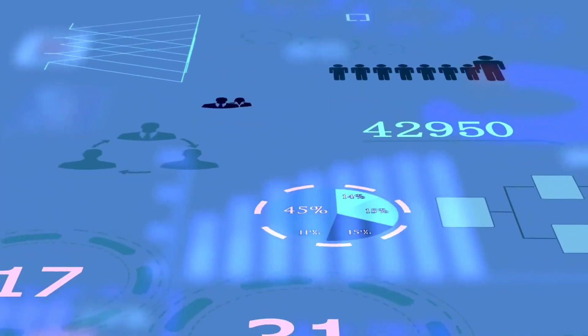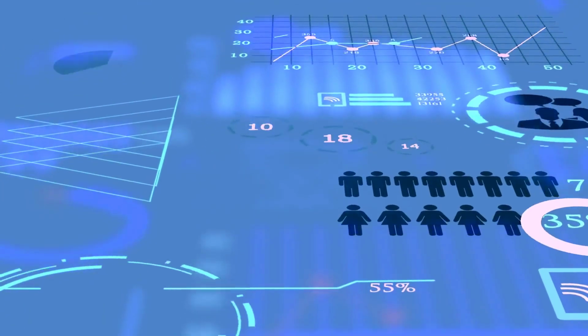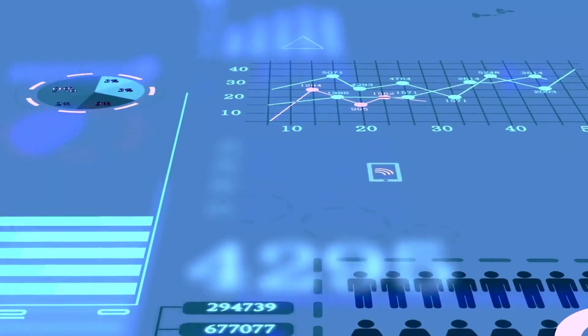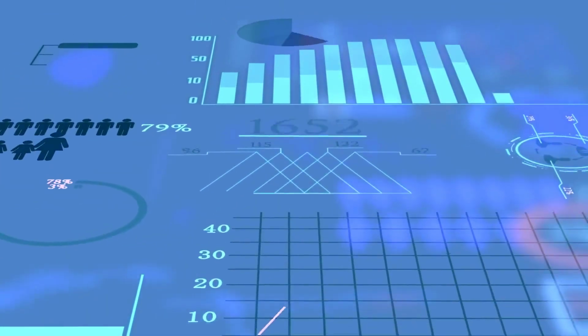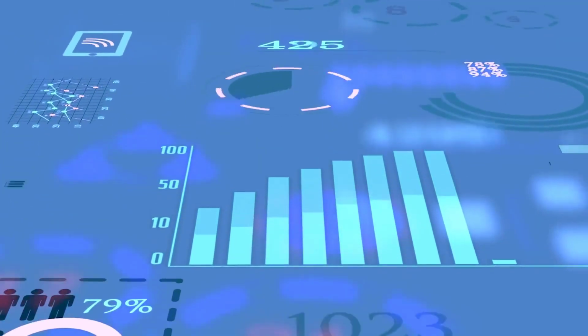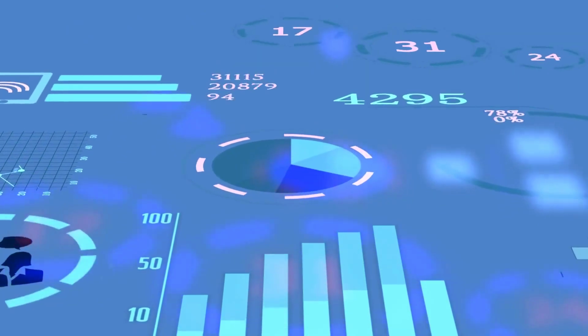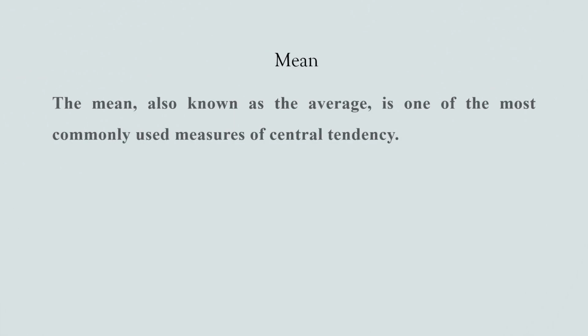In today's video, we'll be diving into one of the fundamental concepts of statistics, measures of central tendency. These measures allow us to find the center or typical value of a dataset. Understanding measures of central tendency is essential for drawing meaningful insights from data. So, let's get started.